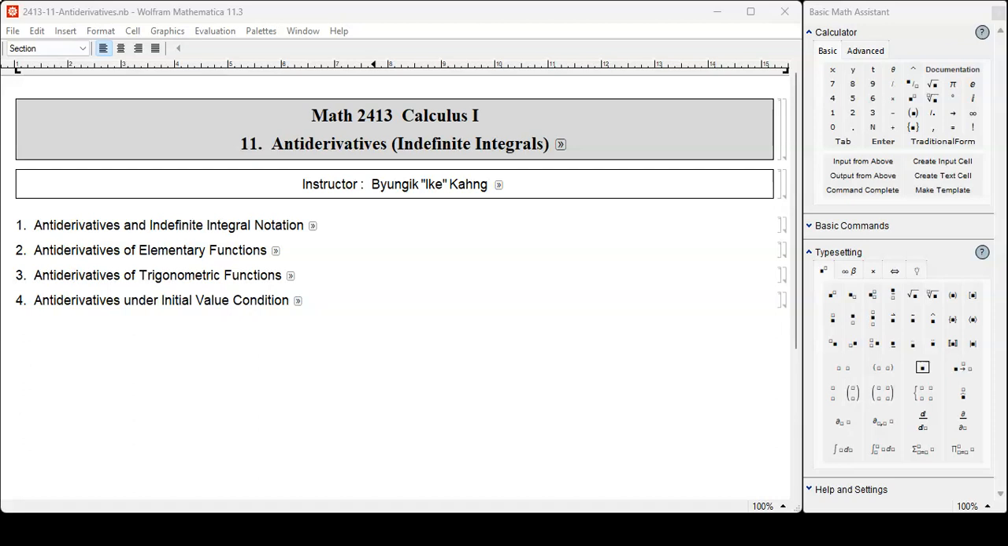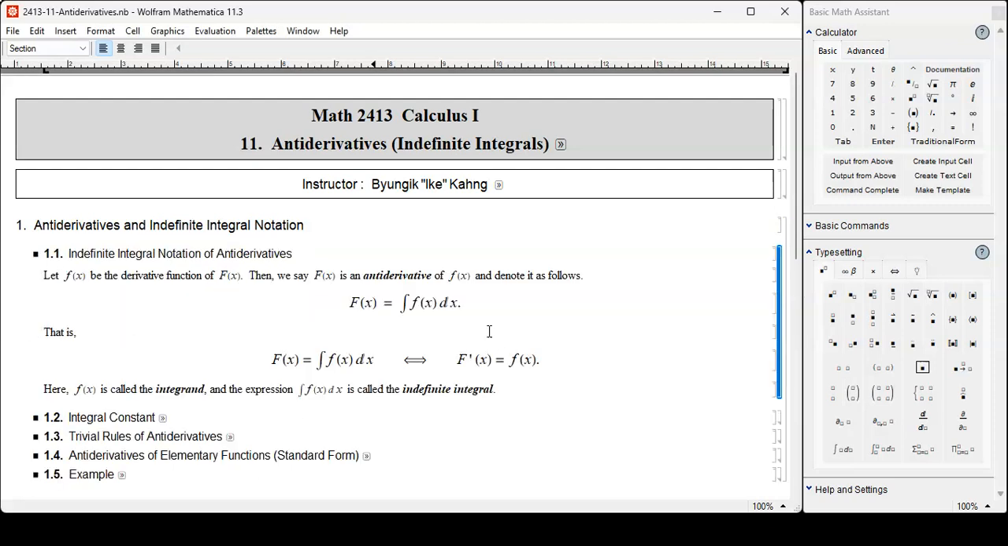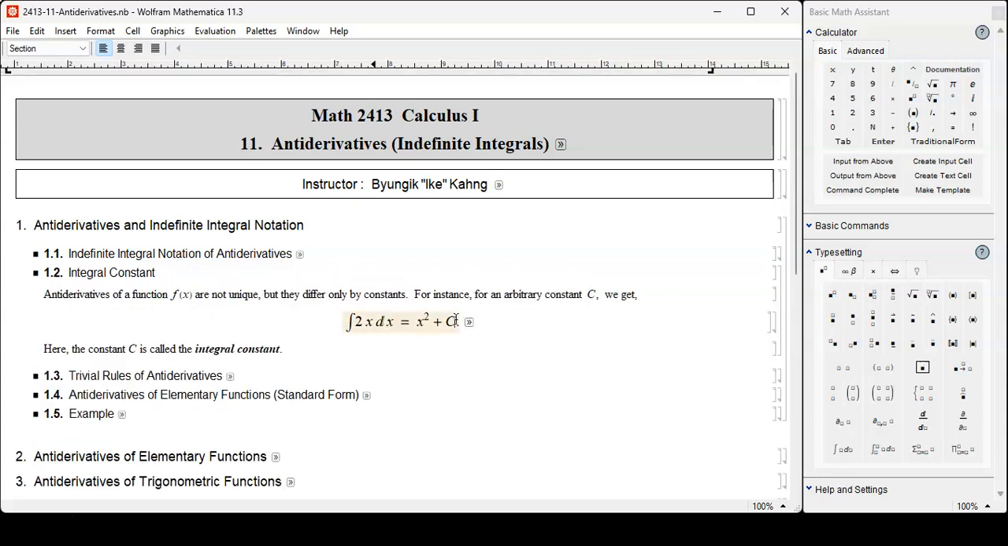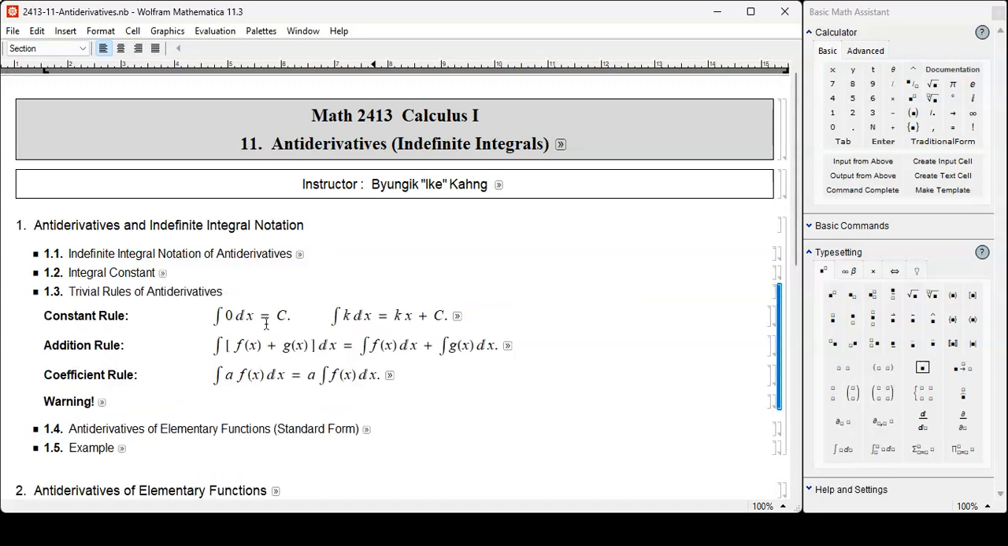Hello students, welcome back. We completed section 1 where we discussed antiderivatives and indefinite integral notation, and the concept of integration constant, and some antiderivative rules. The constant rule 1, constant rule 2, and then the addition rule and coefficient rule.